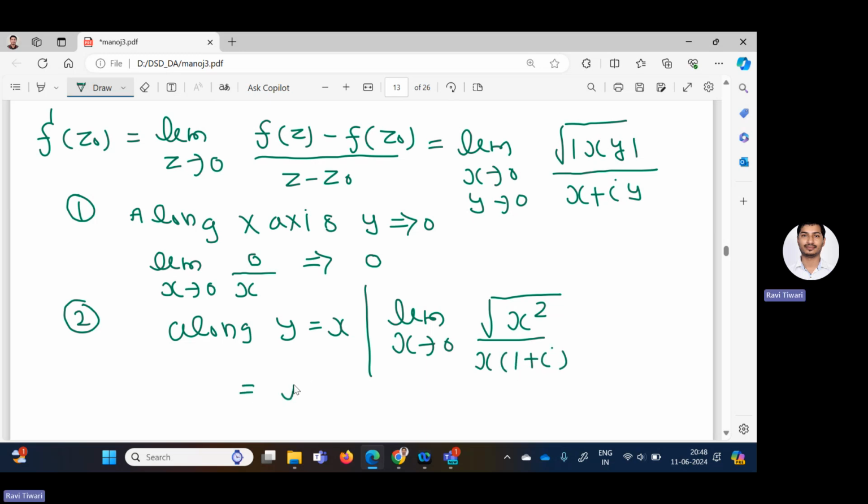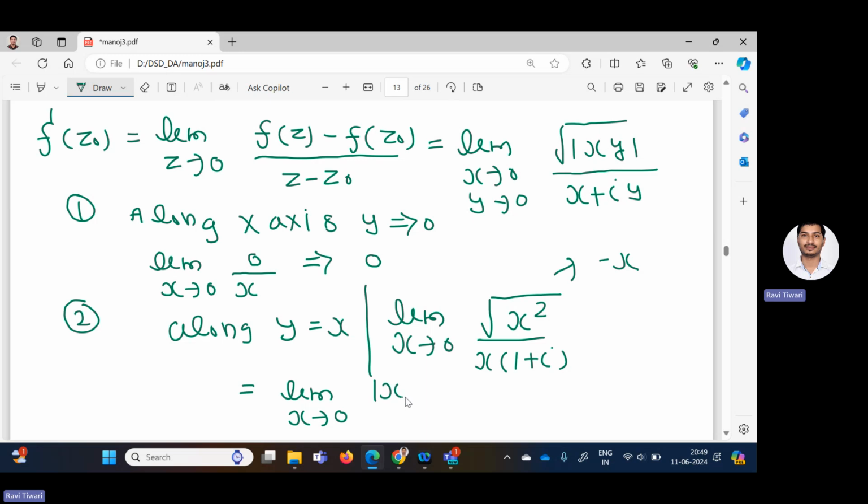So this equals limit x tends to 0, and because x square and mod x both represent distance from the origin, you will not get just x. If a student by mistake writes under root x square as x, then x and x cancel out and you get 1 by 1 plus i, which is unique and finite, and would wrongly prove the function is differentiable. But keep in mind, under root x square, if I take minus x, then x square is still x square, because minus squared is plus. So the value of under root x square can be both plus and minus x.